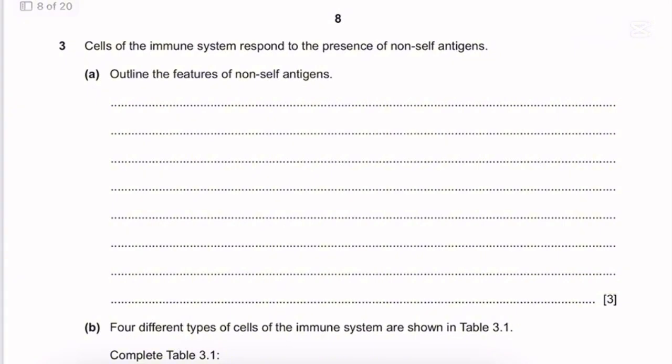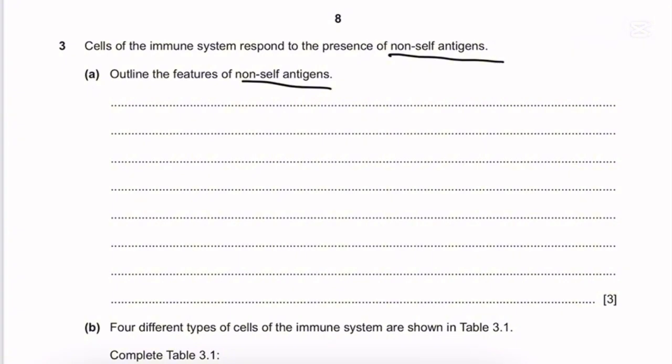Cells of the immune system respond to the presence of non-self antigens. Outline the features of non-self antigens. Okay, very simple. A non-self antigen is an antigen that's present on a pathogen or on a foreign body. The immune system recognizes it as non-self because usually each cell has its own antigens, which differ according to the genes. In your body, you're going to have specific antigens that are normal and that are self. Whereas a pathogen is going to be foreign because it's different to any other cell in your body.